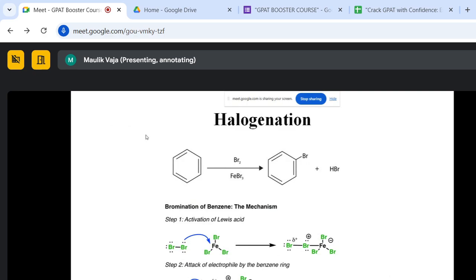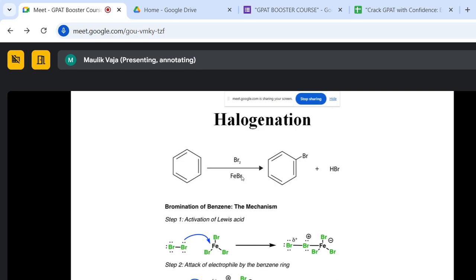Then another reaction is the halogenation reaction. You all know about halogenation. Br2 and FeBr3 are used for bromination, and bromobenzene will be formed. If you take Cl2 and FeCl3, then you will get chlorobenzene. First step is generation of the electrophile. Why is FeBr3 used in this reaction? They ask this many times.